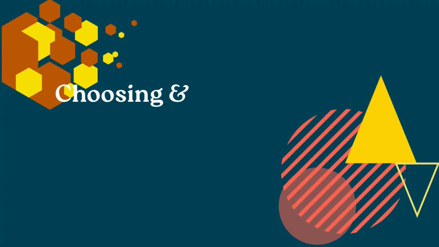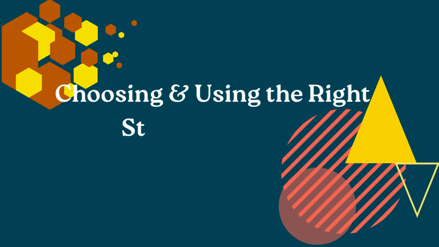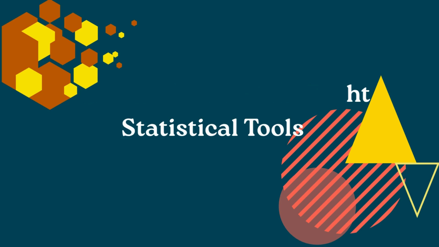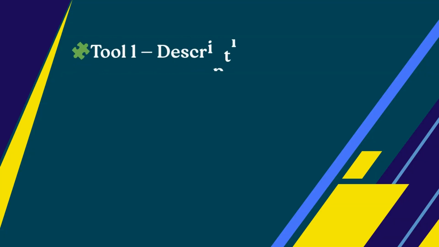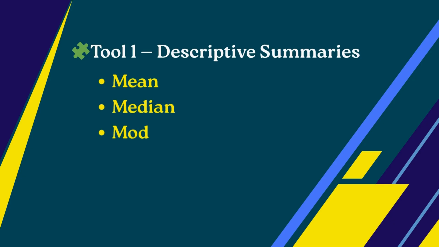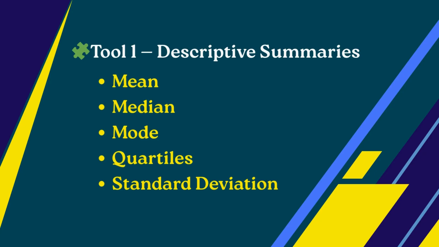In applied analytics, one size never fits all. Choosing the right statistical tool depends on your data type, your research question, and the story you are trying to uncover. Let's simplify this. Whether you are analyzing data in Excel, Python, R, or Power BI, there are five foundational statistical tools every analyst relies on. First, descriptive summaries. These are your first look at the data. Mean, median, mode, quartiles, and measures of spread. They tell you what happened and help you spot trends or outliers at a glance.